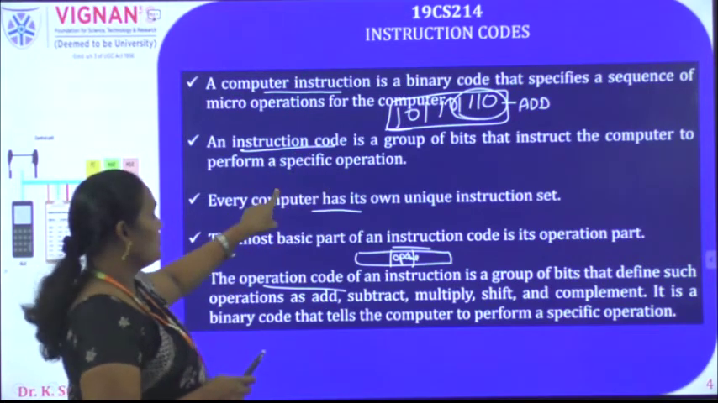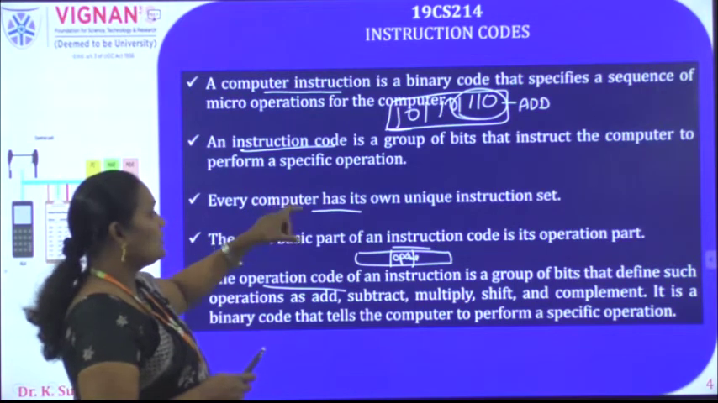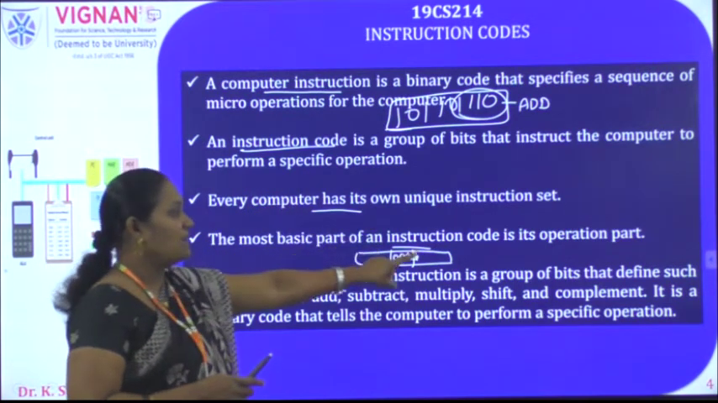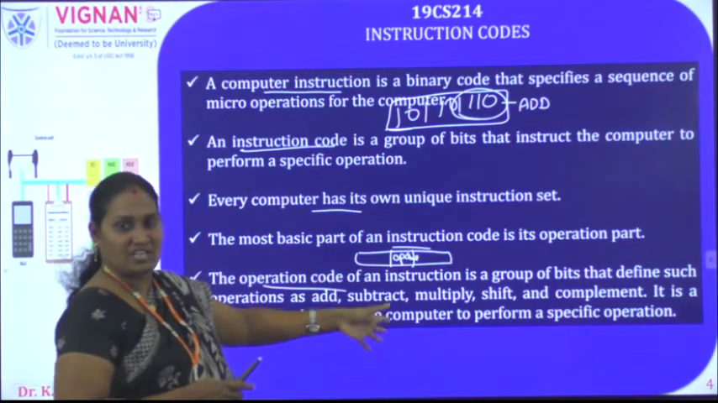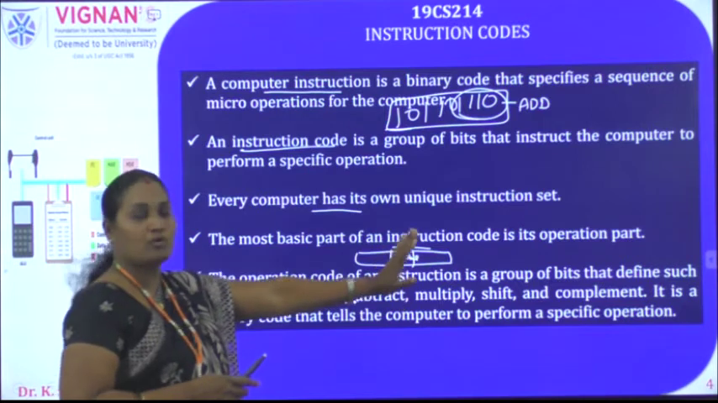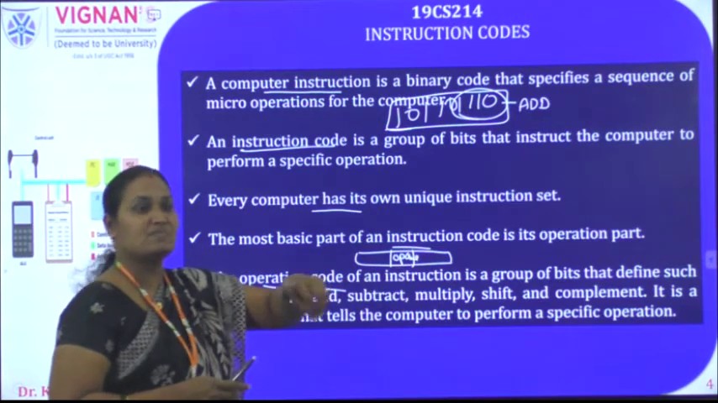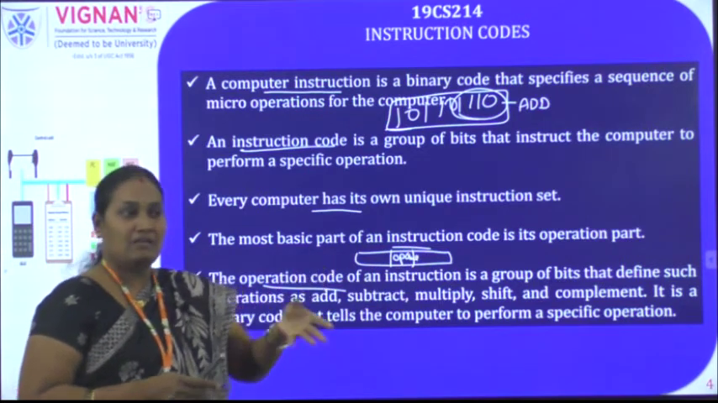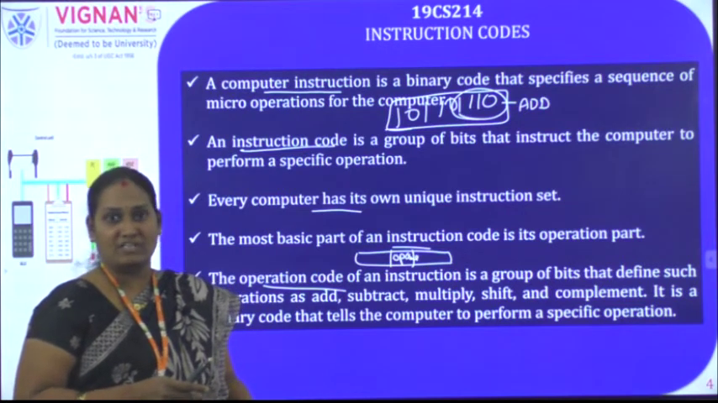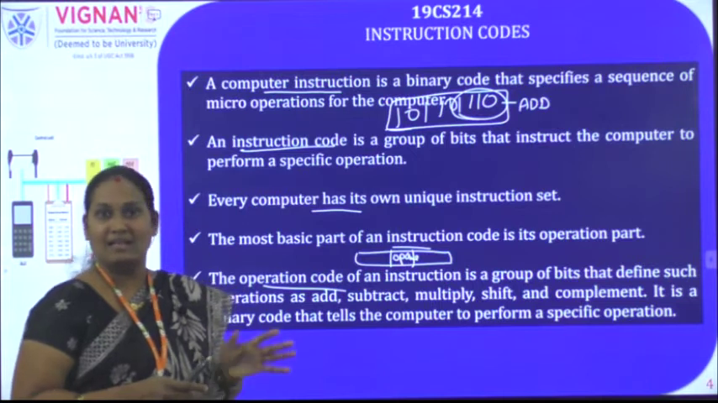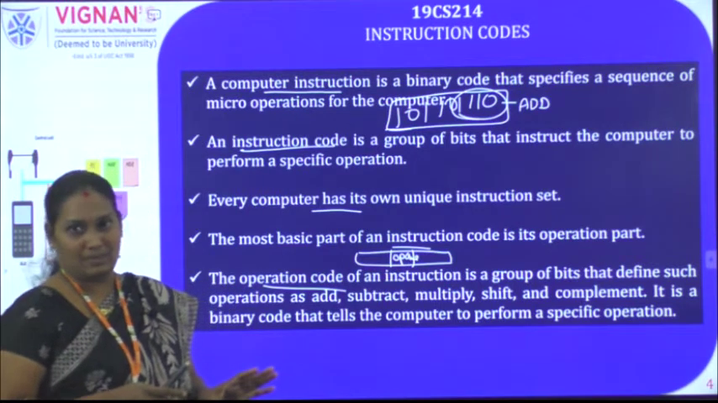Now, this instruction code contains various parts. Out of all those parts, the most important part is the operation part. What does that operation mean? That operation is also a group of bits that defines a specific operation, which is nothing but what we are going to do: whether an addition operation, subtraction operation, multiplication, or shift operation. Like that, all those operations are to be represented.